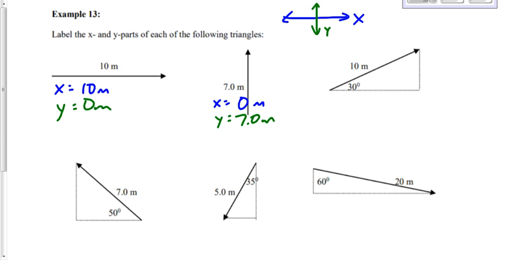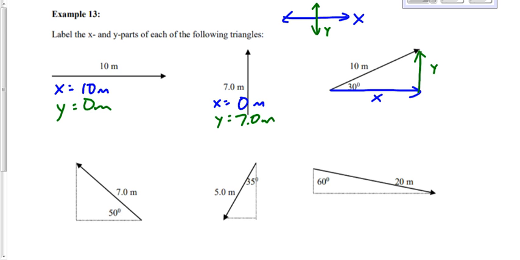Well, let me first label the x component and the y component. We have a 10 meter vector at 30 degrees here. We're going to say that this is our x component of it. How much of that 10 meters is x component? Well, however long that side of that triangle is. I don't know what that is, but I know that whatever its value is, that's my x component. And whatever's on the y-axis is my y component.